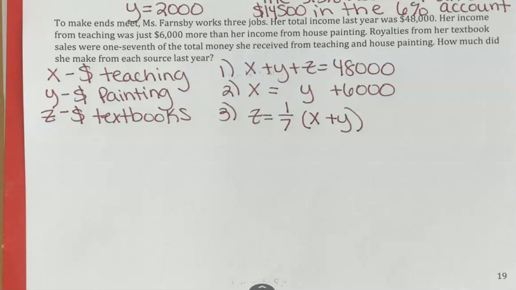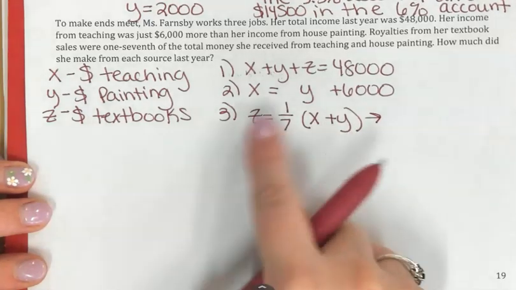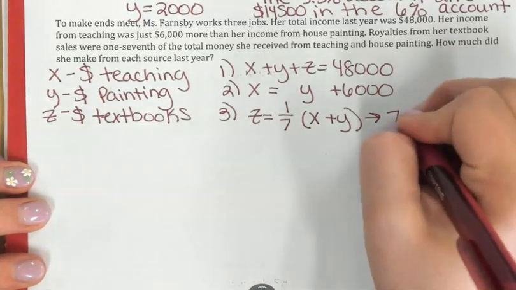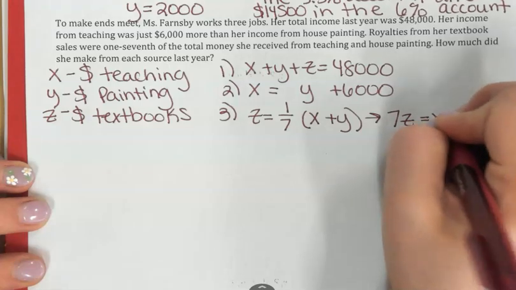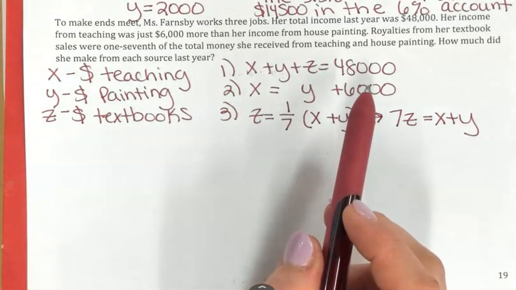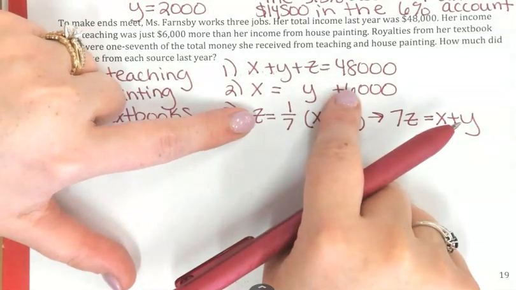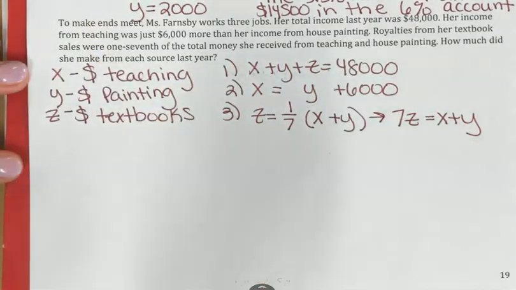We know how to solve 3 variable systems. So what I am going to do first is rewrite this so that I don't have a fraction. I'm going to multiply by 7 on both sides so that 7z equals x plus y. And now again, I've already got one of my variables isolated, so I'm going to use substitution again. If you would rather use elimination, that's perfectly fine. But I am going to substitute x into equation 1 first.